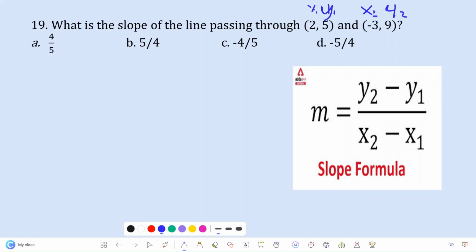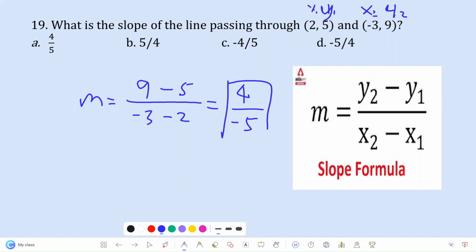Okay? So, now let's substitute m is equal to y sub 2. Ano ba ang y sub 2 mo dito? 9 minus ang y sub 1 mo dito is 5. And then x sub 2 mo dito is negative 3 minus x sub 1 mo dito na 2. So this will be equal to 9 minus 5 is 4 and then negative 3 minus 2 is negative 5.